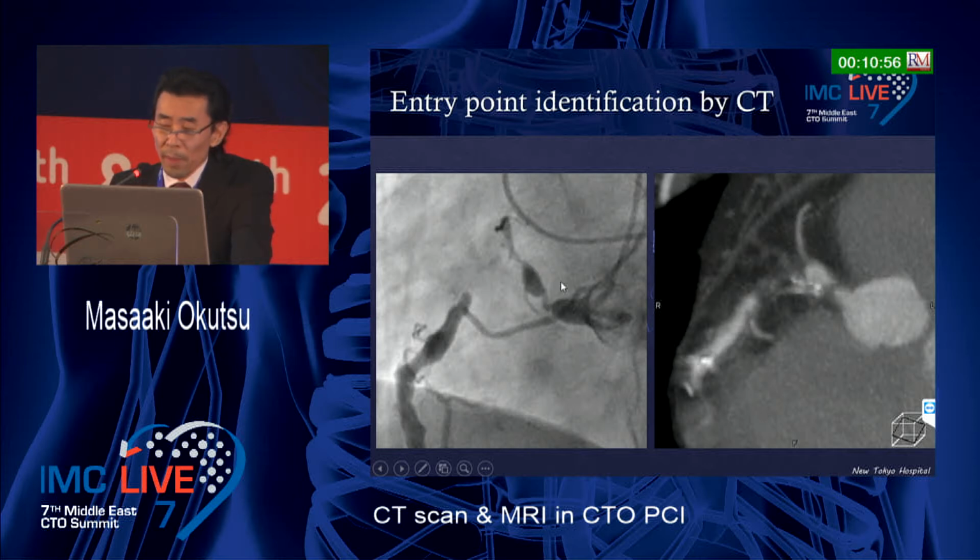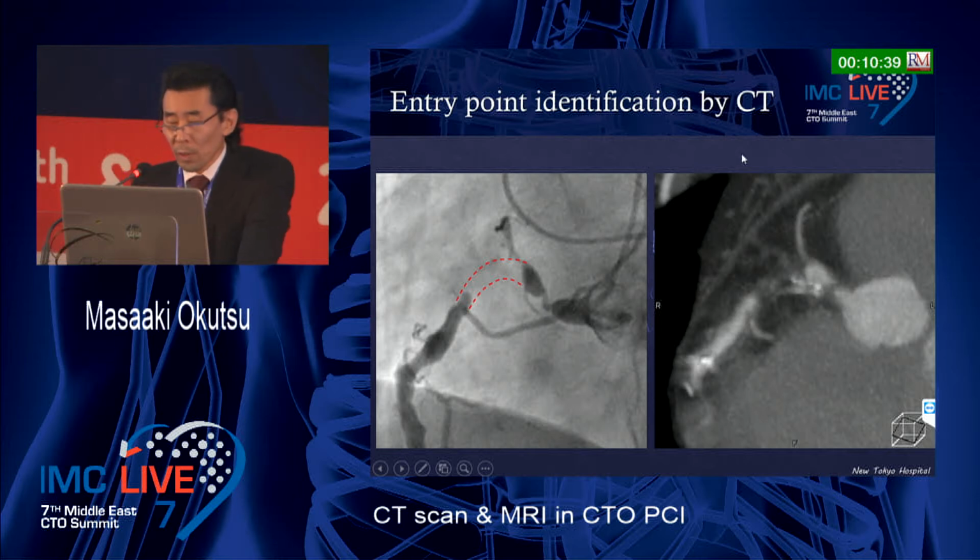And then the RCA main branch outlines, this is the outline. So the occluded segment is here. So we have to puncture this point to the CTO. This point is not the entry point of the CTO.